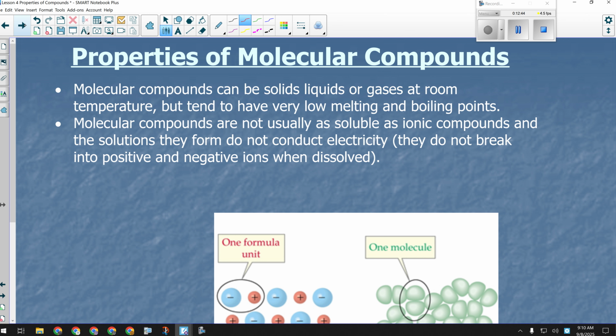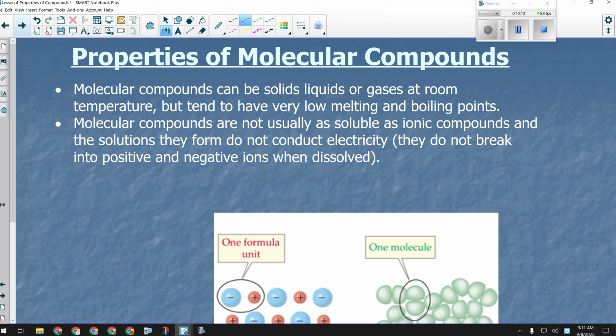All right, now, molecular compounds. Okay, molecular compounds can be solids, liquids, or gases at room temperature. Okay, it all depends on their melting points and their boiling points, which tend to be a lot lower than ionic compounds. Ionic compounds typically have melting points in the several hundreds of degrees. Okay, whereas molecular compounds typically melt pretty low, right?